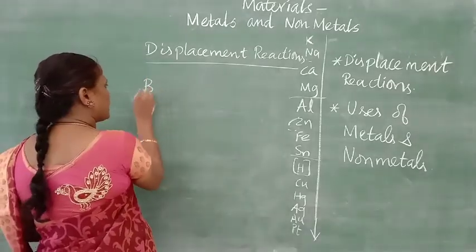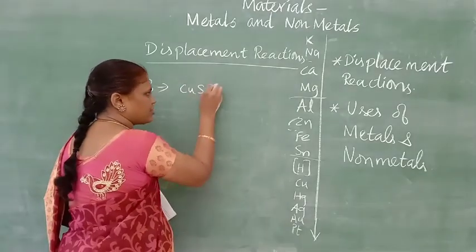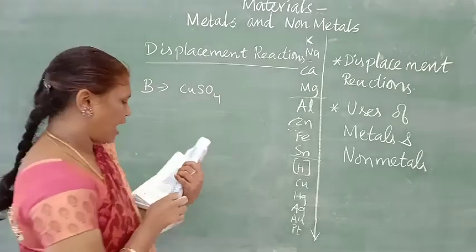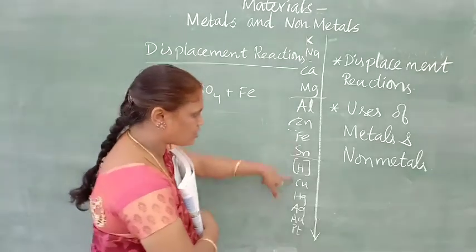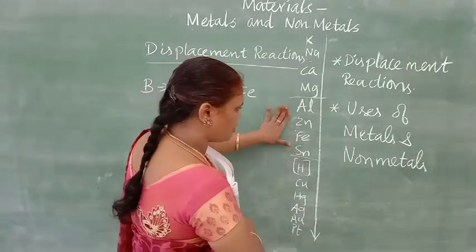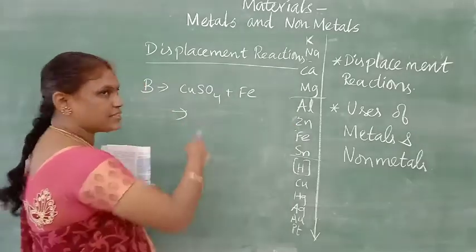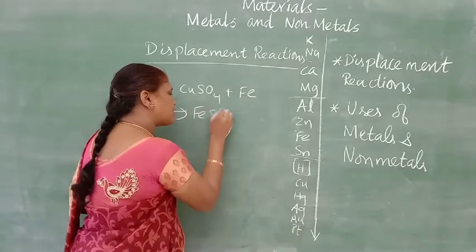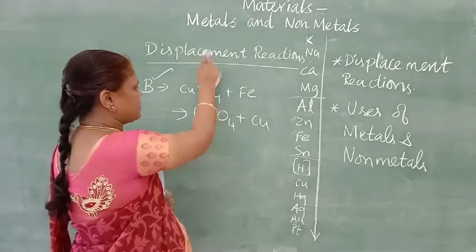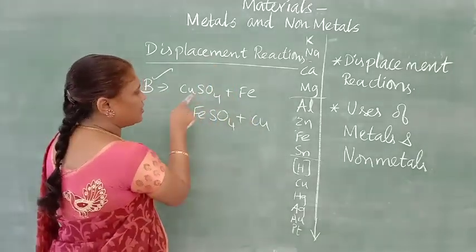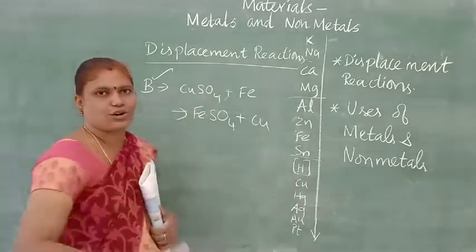Let us see now the second beaker. For example, the same copper sulfate. I am writing in short, this is the copper sulfate formula. And when I am introducing iron, see the position of iron. It is also above the copper, so I can use it. Yes, iron also can displace copper from its salt solution. So what will we get? Iron sulfate plus copper. This reaction also takes place. This is displacement reaction. A high reactive metal can displace low reactive metal from its salt solution.